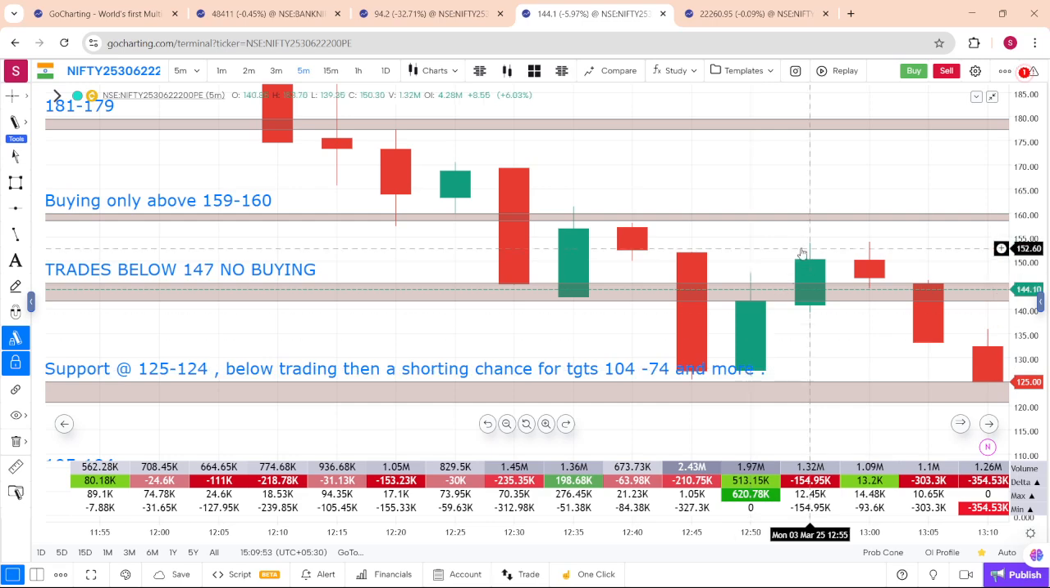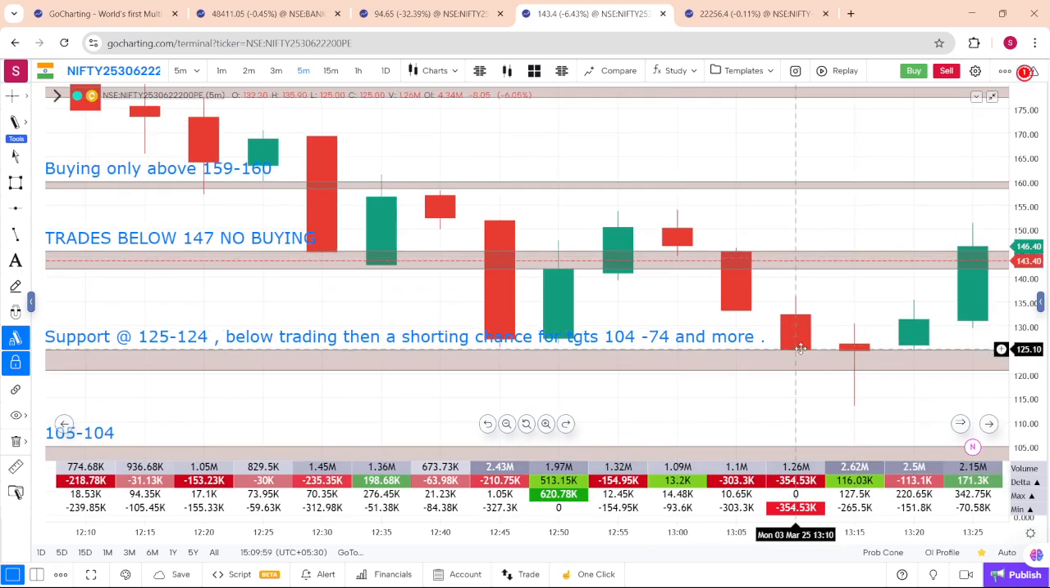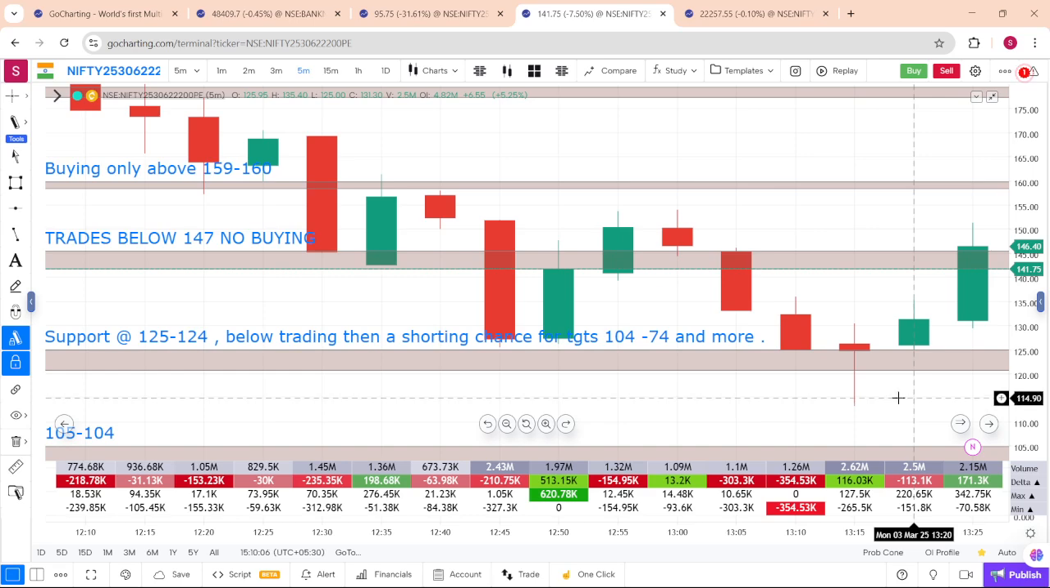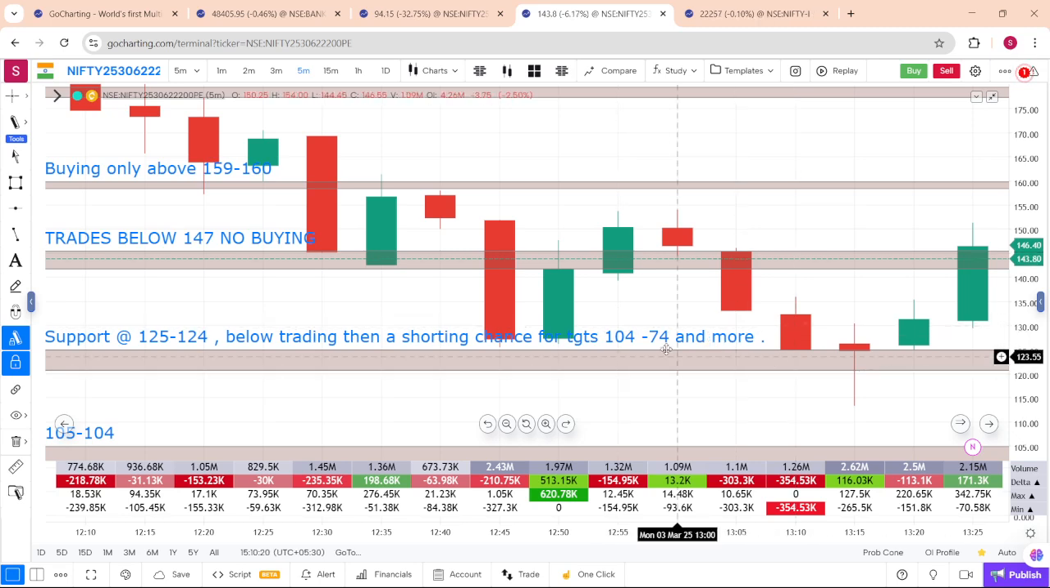It has just touched and gone up above 153. Then again, it came to that support zone. And no candle has closed below this important support zone. So no shorting happened for this put option. For shorting, one candle should close below this level, that is the 120 level. Then only all these targets will happen. Correct? So here it is a buy also.